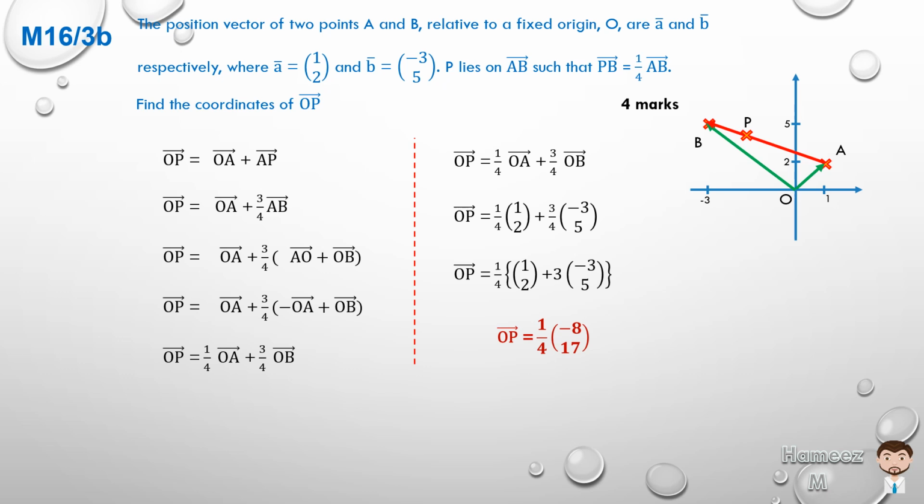And if we look at our diagram, a quarter of minus 8 is minus 2. It means that we're going from O to P, we're going to the left 2 units, and then we're going upwards.